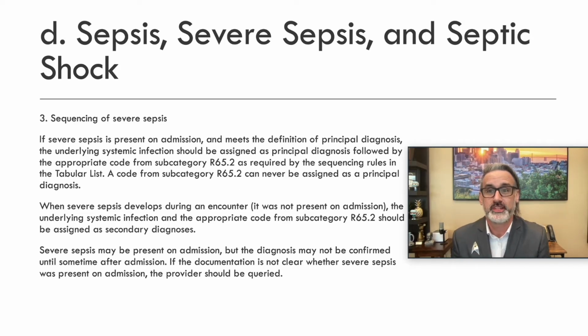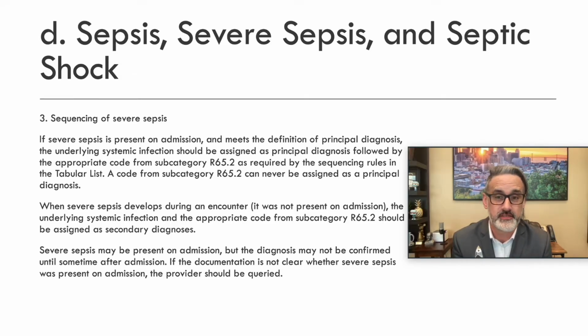And now with sequencing of severe sepsis, as the guideline states, if severe sepsis is present on admission and meets the definition of principal diagnosis, the underlying systemic infection should be assigned as principal diagnosis, followed by the appropriate code from subcategory R65.2 as required by the sequencing rules in the tabular list. A code from subcategory R65.2 can never be assigned as the principal diagnosis.